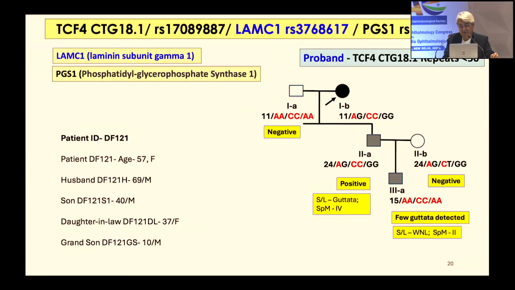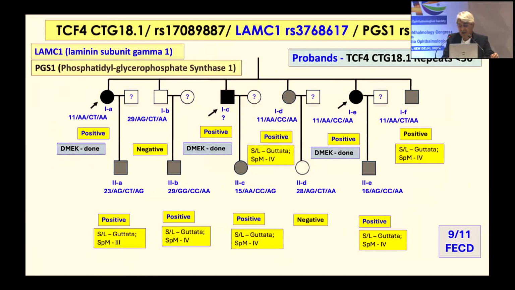But this is another family where we have studied LAMC and PGS1. They are also positive, but the CTG repeats are all below 50. Then this is a strange family. I have only studied 2 generations, and there are many family members. I have yet to go to them and take samples, at least blood samples. Among 11 people, 9 of them are FECD positive, all checked by clinical examination and specular microscope. Some of them are very old and cannot come, so I have to go to them.